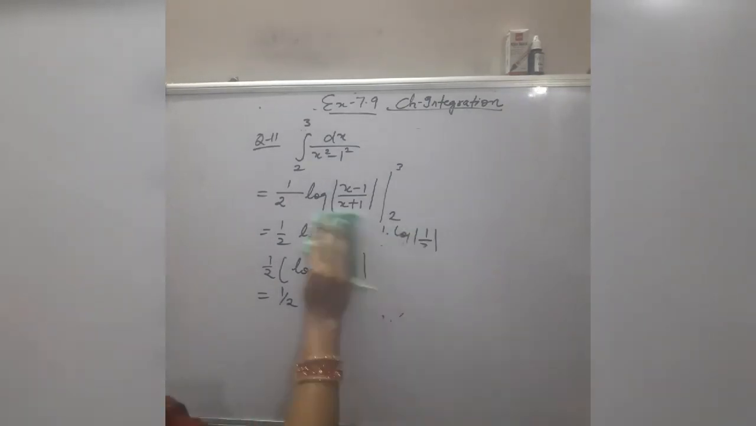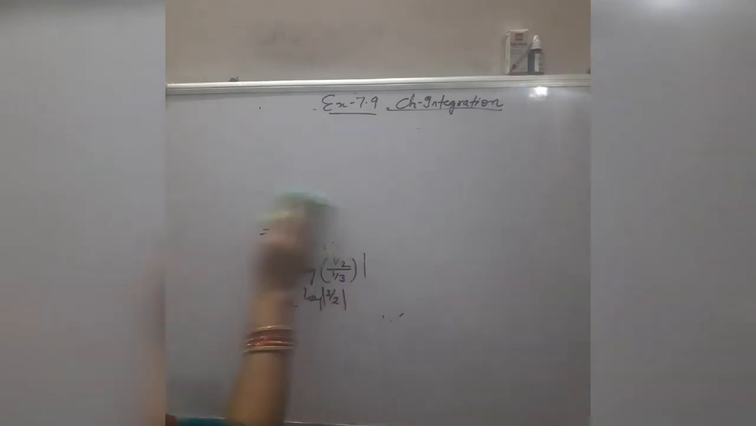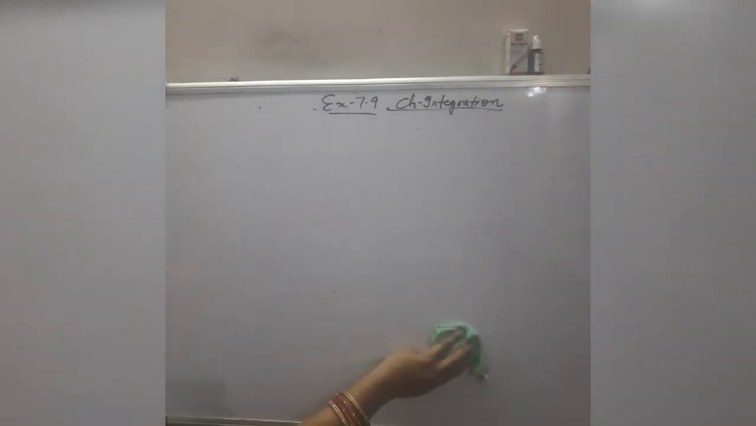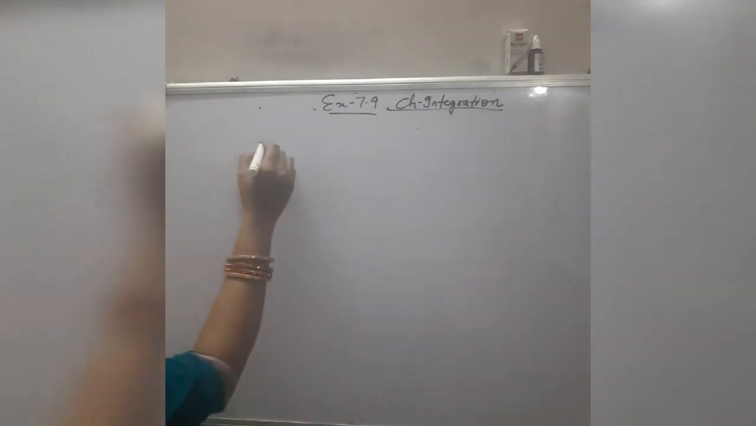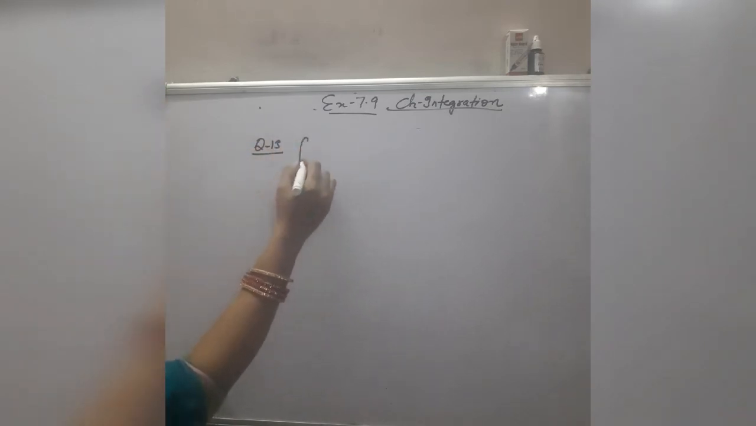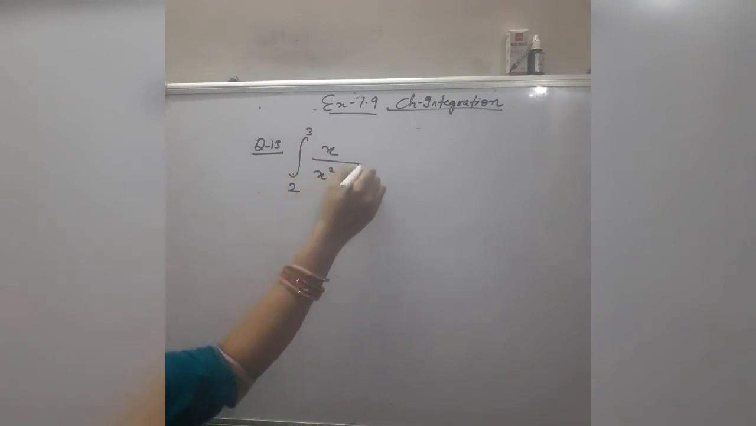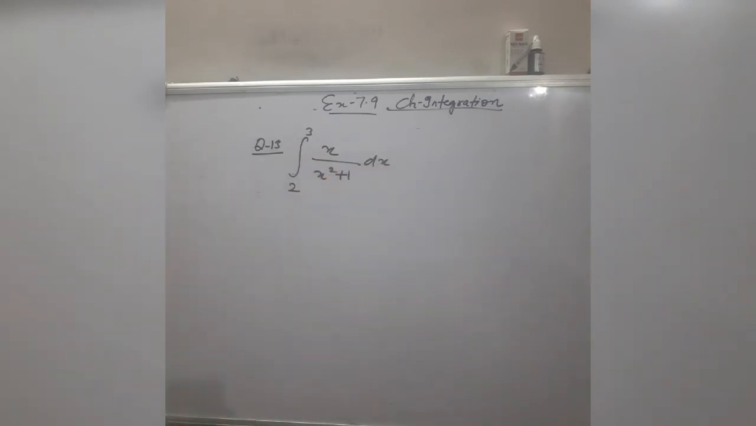Now see the next question. In question number 13, a function is given to you, limits 2 to 3, function is x by x square plus 1. Now here we will use the substitution method. Now see this sum very carefully.